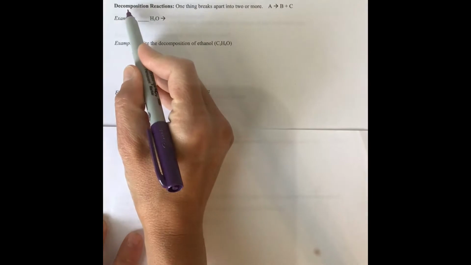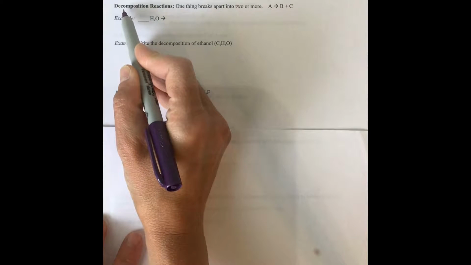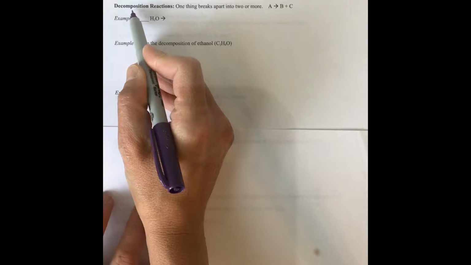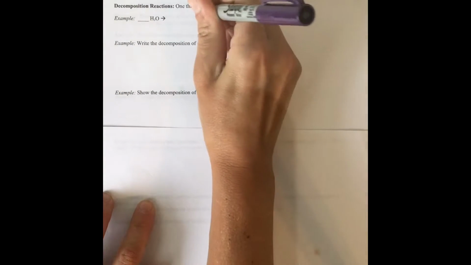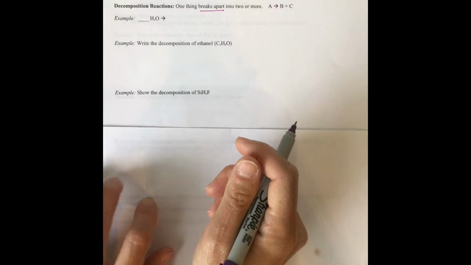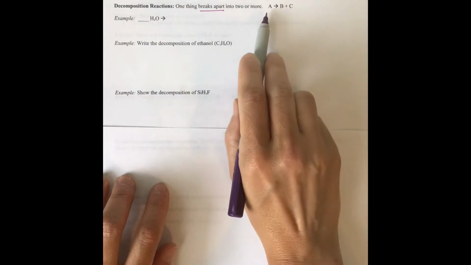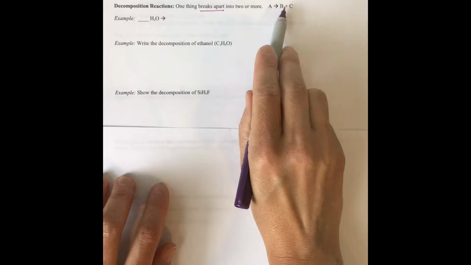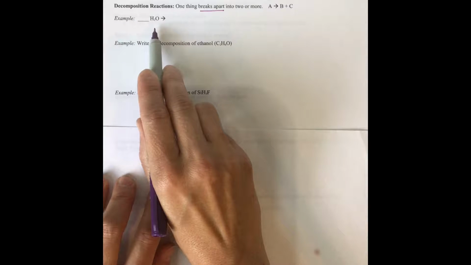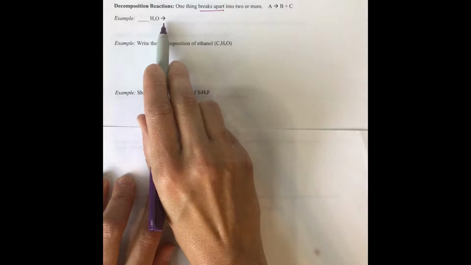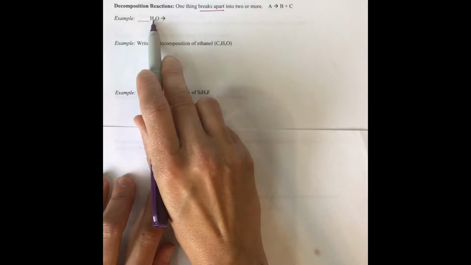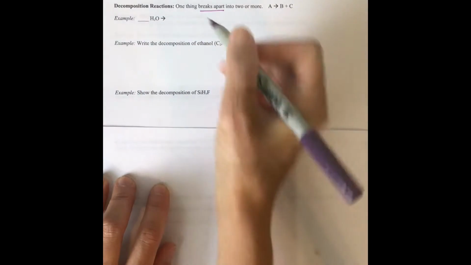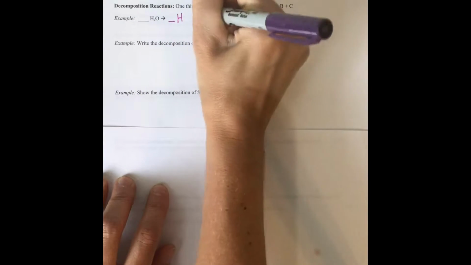The first one we're going to look at is called a decomposition reaction. And I always remember that when something decomposes, it breaks apart. Think about your trash decomposing. It's breaking down. So basically, you're taking your first compound and you're breaking it apart. So in this first one, if we have water, to break down water into its individual elements, we would separate the hydrogen and the oxygen.